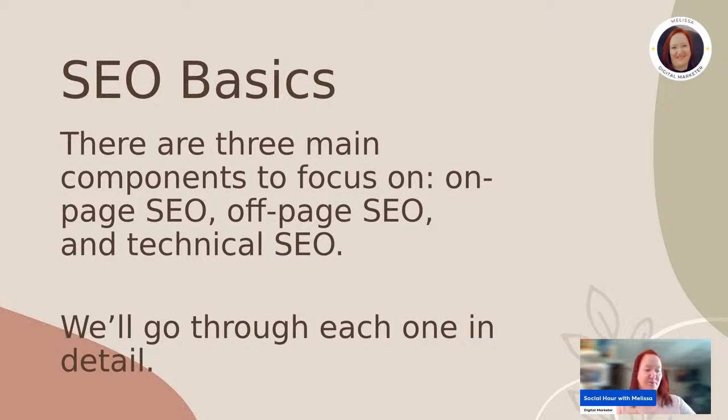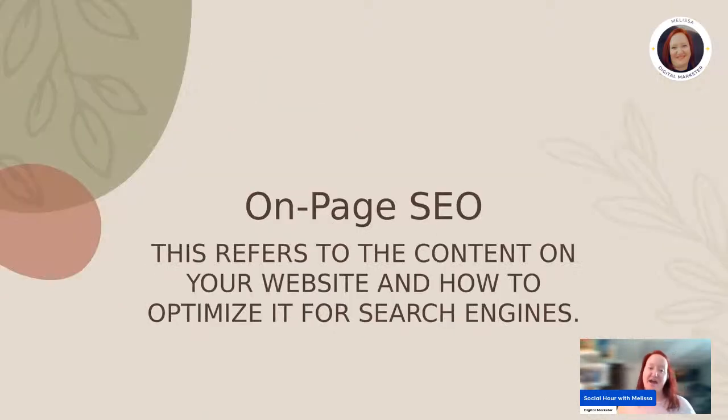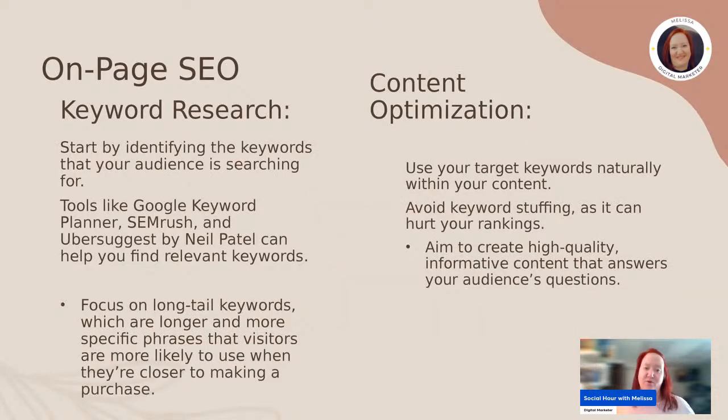All right, let's break down some of the basics of SEO. There are three main components that we are going to focus on. That is on-page SEO, off-page SEO, and technical SEO. We're going to go through each one in detail, okay? On-page SEO refers to the content that is on your website, and how you optimize it for search engines, okay?